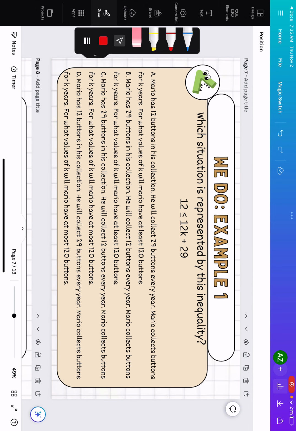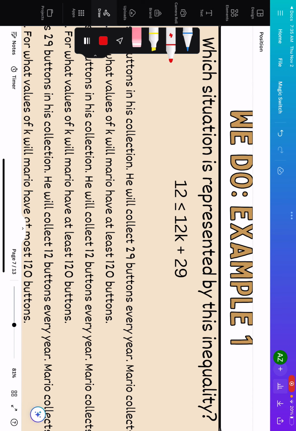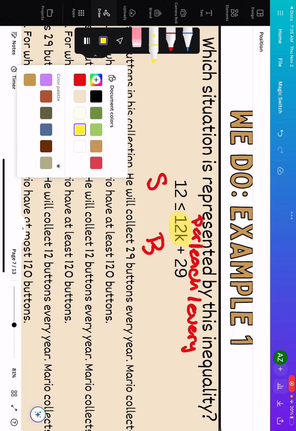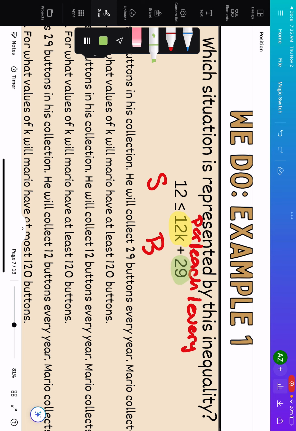Let's go ahead and do this one together. Which situation is represented by this inequality? So let's go ahead and analyze this first before we get started. It's telling us that this is less than or equal to. So this is the bigger side. This is the smaller side. 12 has my variable, so this is the one that's going to have the words per, each, or every. And this other number, this constant, is only going to happen once.